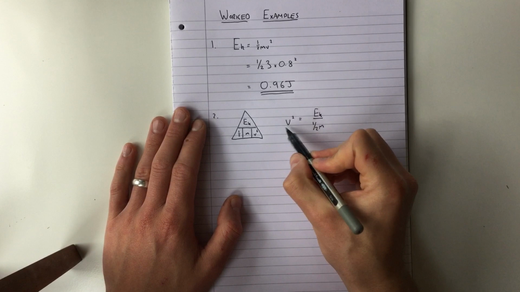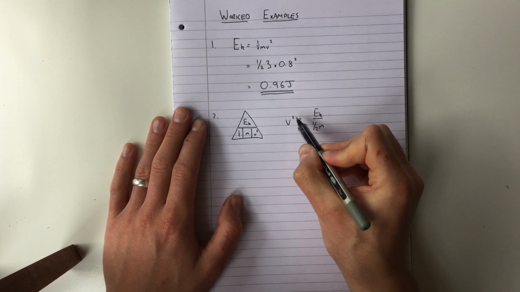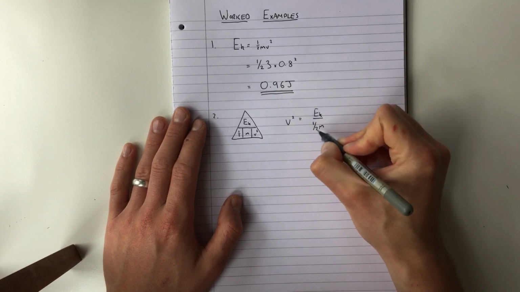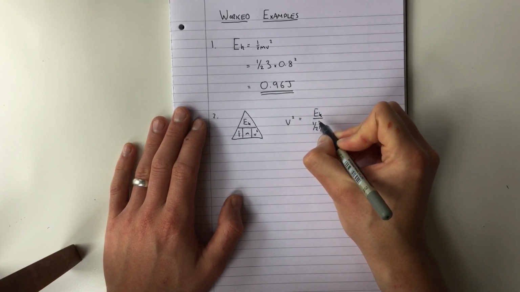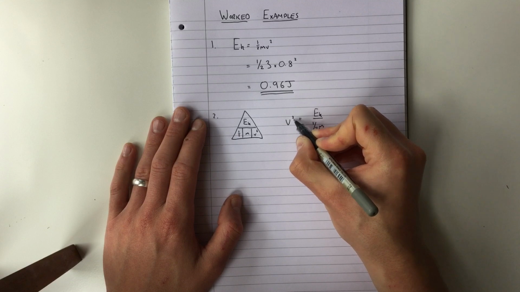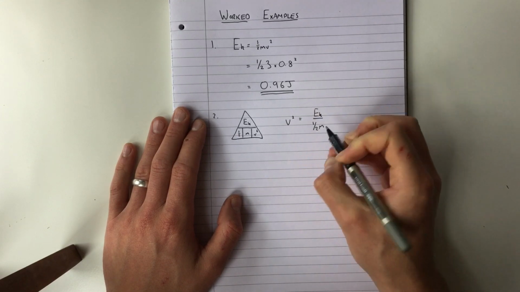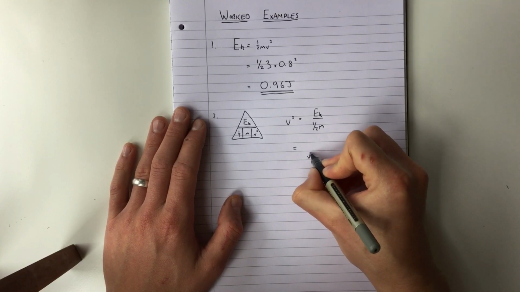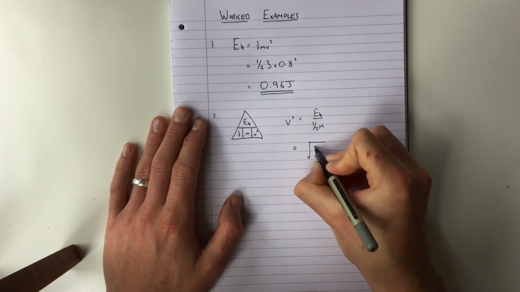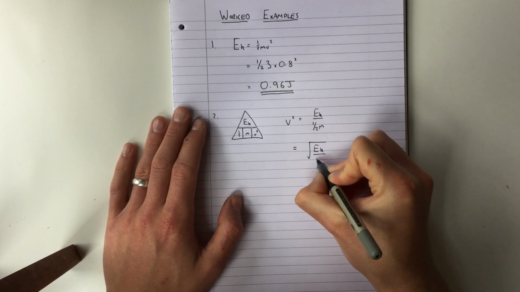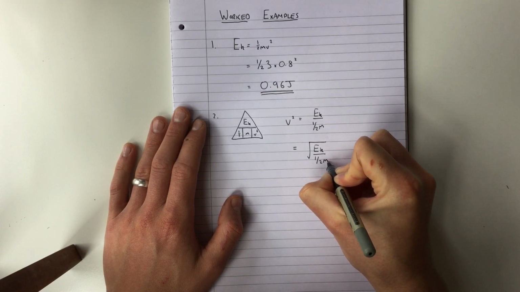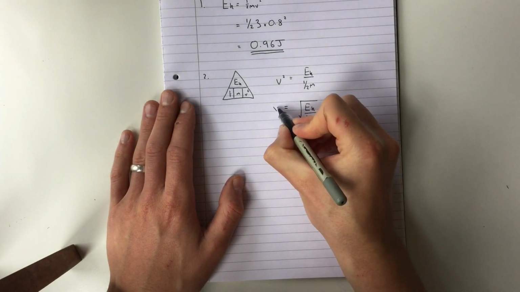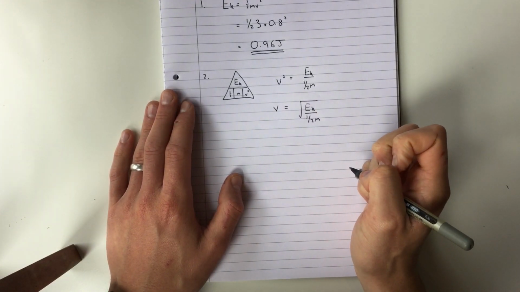Now I want to get this v by itself. I don't want to have this square here. That's not going to give me my final answer. So there's two ways to do it. One way is just to find the answer for this first and then find the square root, because remember, to get rid of a square here, you're going to need to find the square root. Or you can just do it before you put the numbers in. I'm going to do it before I put the numbers in. So square root of EK over a half m. Now, that's me ready to do my equation and find the answer.